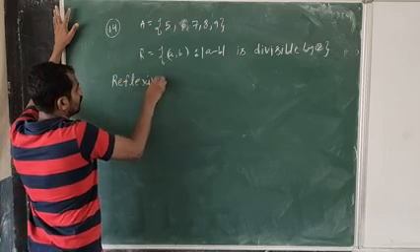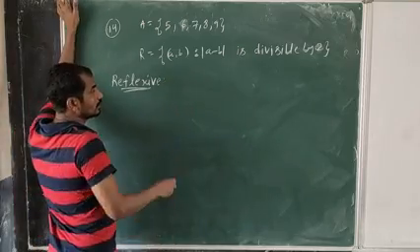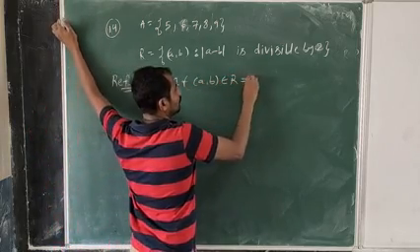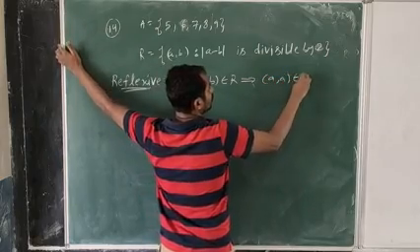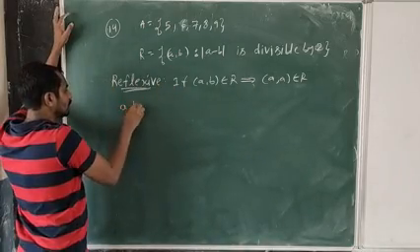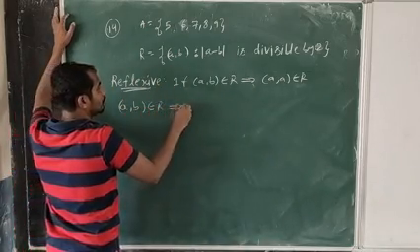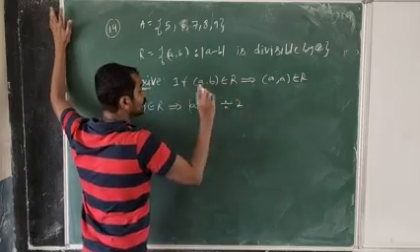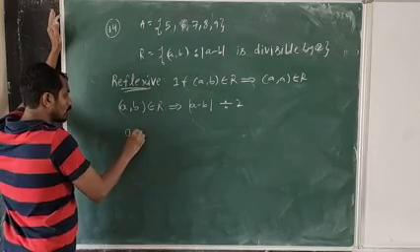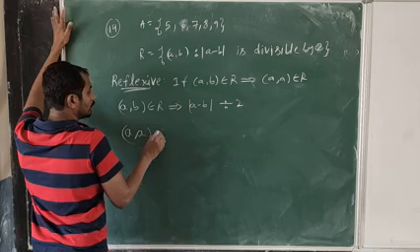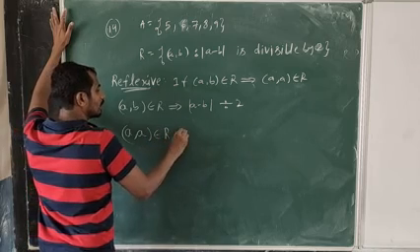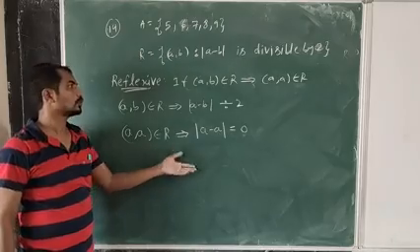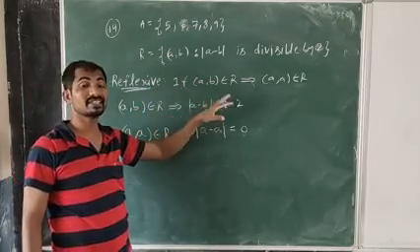Reflexive relation. We already know that if (a, b) belongs to R, then we have to show that (a, a) belongs to R. It is given that mod a minus b is divisible by 2. Now we have to show that (a, a) is also divisible by 2. If (a, a) belongs to R, then mod a minus a means 0, and 0 is divisible by 2. That means the condition is satisfied.